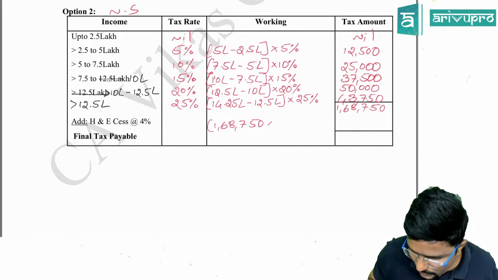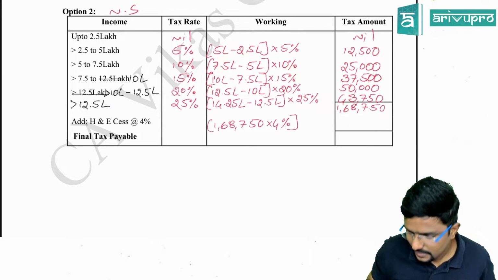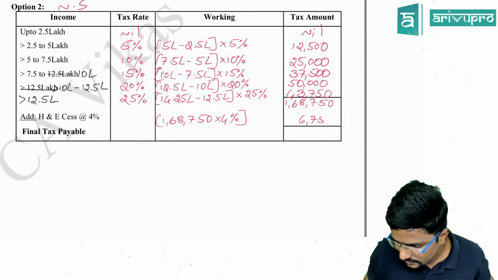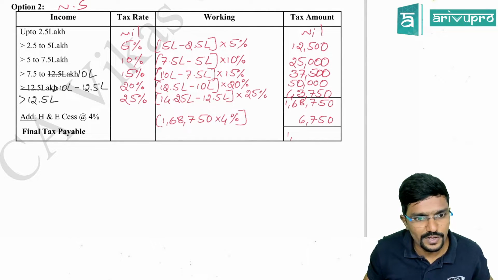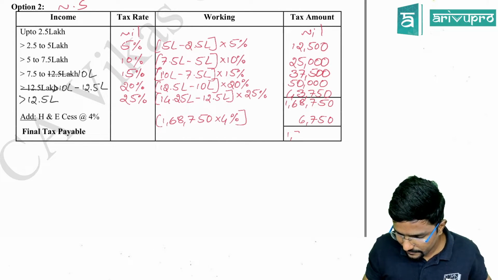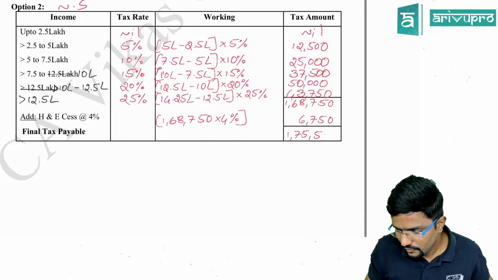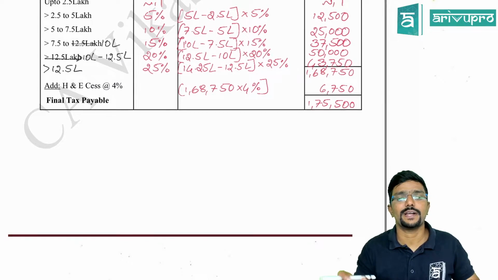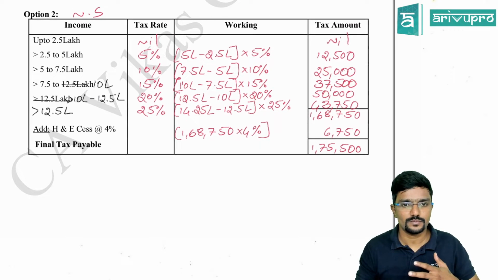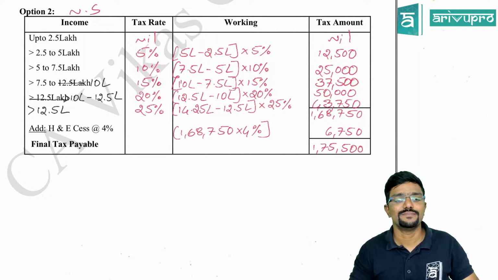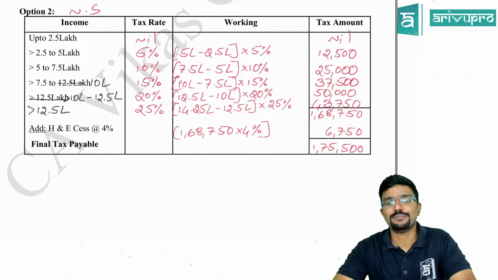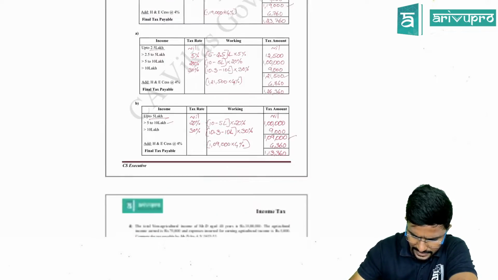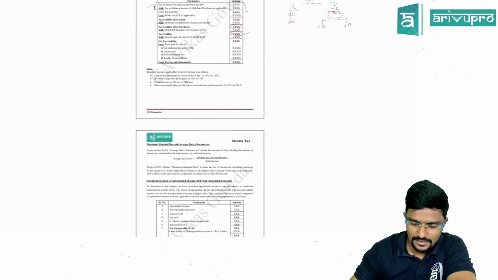1,68,750 into 4%. How much is this? 6750. So how much is that total figure? 1,75,500. So final tax payable is 1,75,500. Please do take it. This is under new scheme. Chalo, fine. Third one we have already done. We'll get back to provisions.